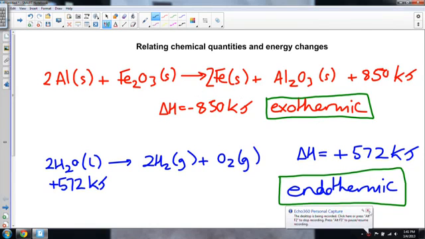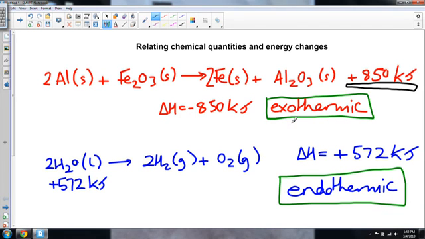Concept of energy changes and relating them to chemical reactions. All right, we've seen balancing equations before, and states and things like that, but one thing we haven't seen before is energy evolved or taken in or anything like that. So I just want to touch on this a little bit.